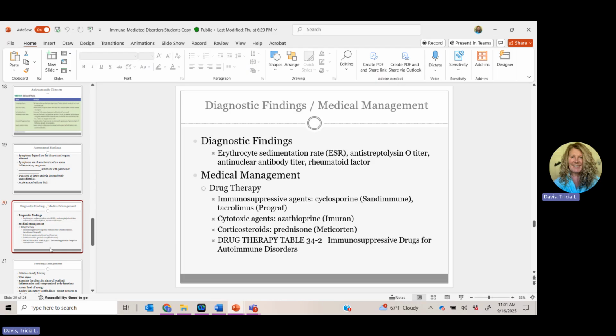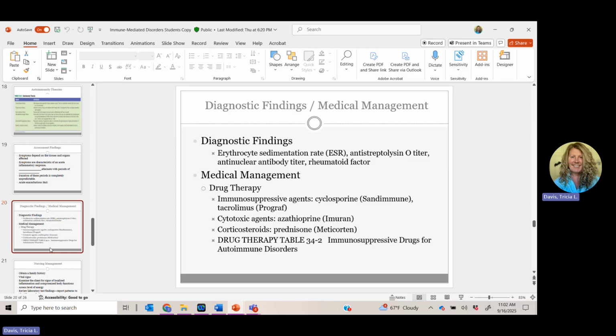So if you look up lupus, it requires you to have at least 5 of the possible 13 types of side effects that you can be experiencing in order to diagnose it. So it is pretty specific. And you'll see that with your other types of autoimmune diseases as well. So what do we do to treat these patients?